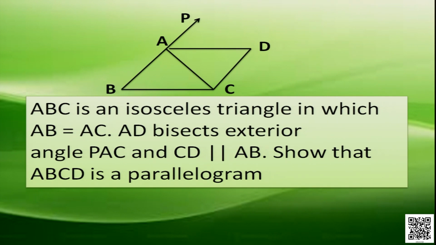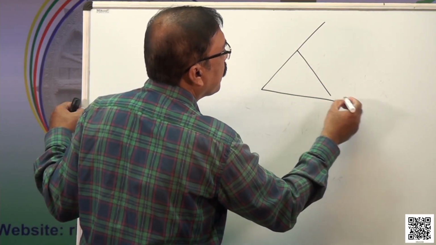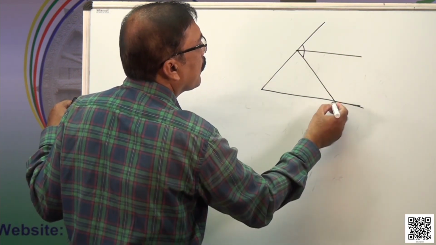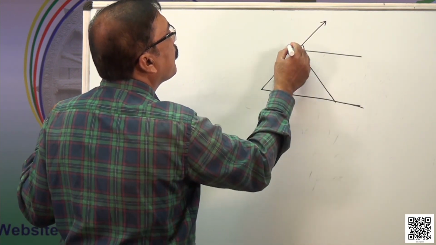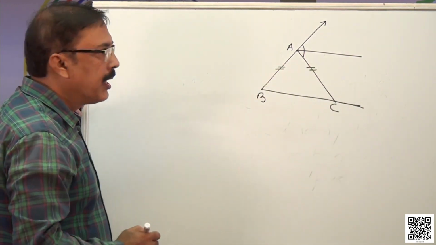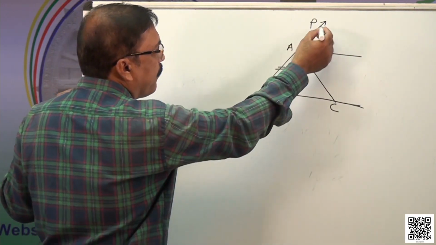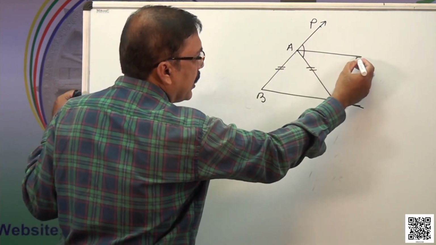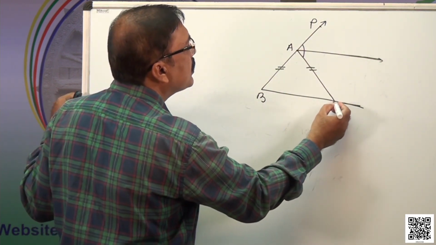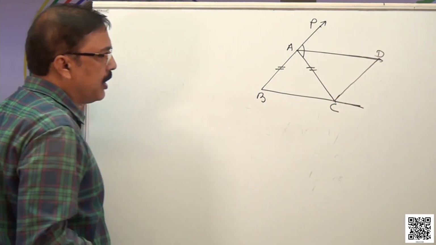Let us see. This is triangle ABC in which AB is equal to AC, and BA is produced towards P and PAC is the exterior angle. AD is the bisector of angle PAC and CD is parallel to BA. So, this point is D.